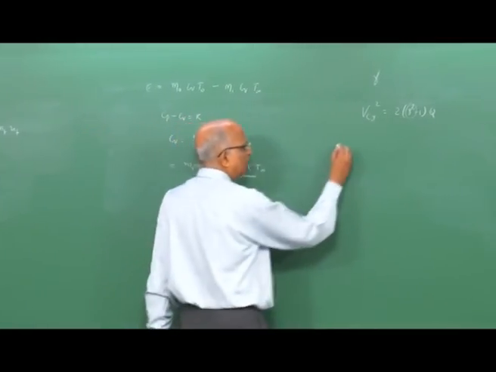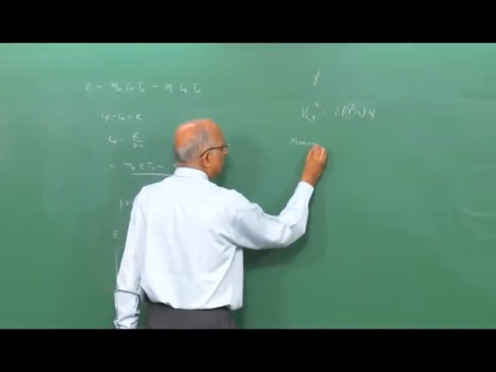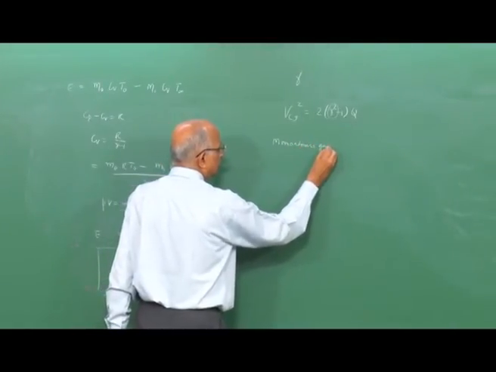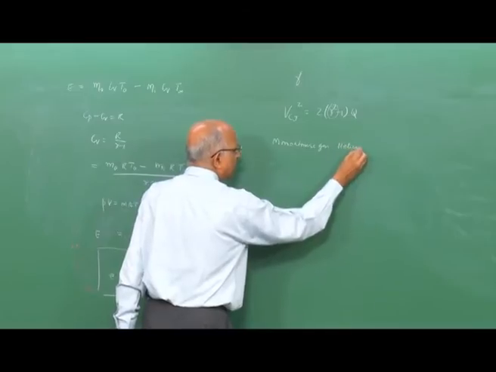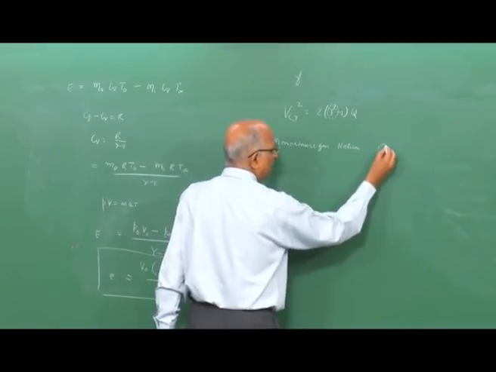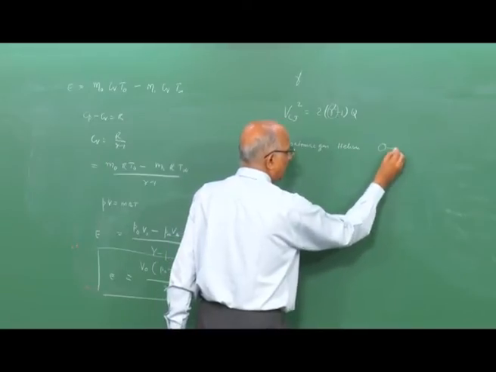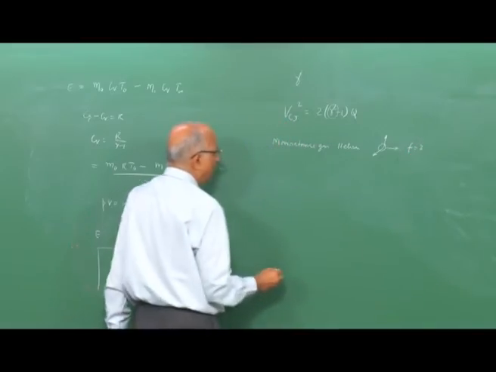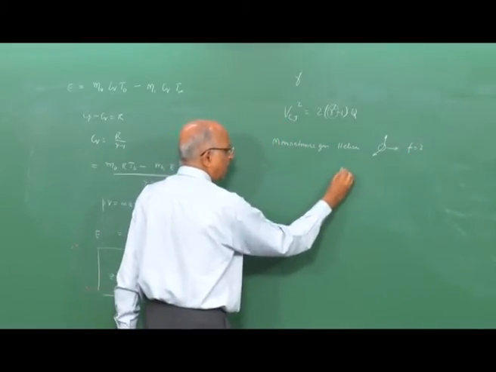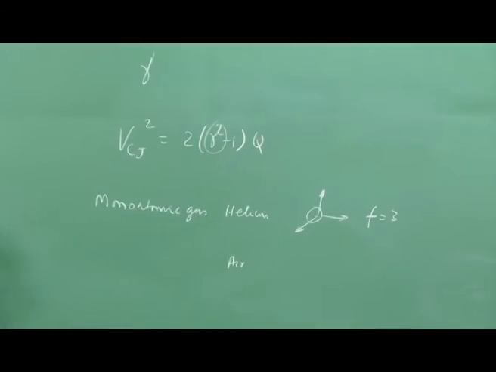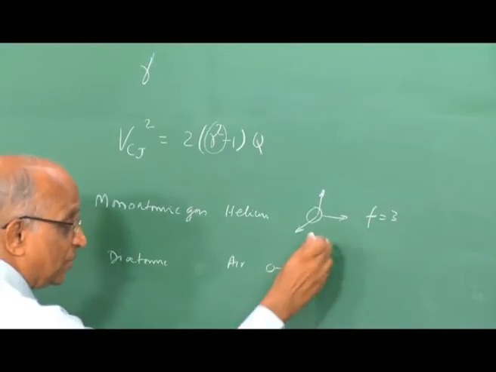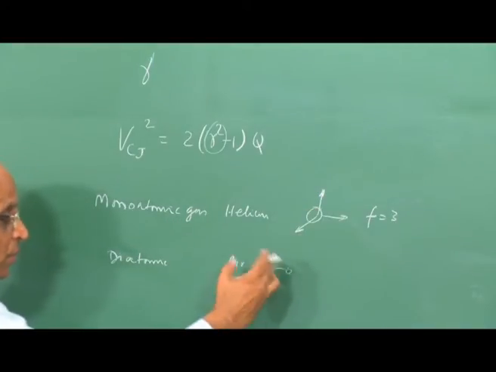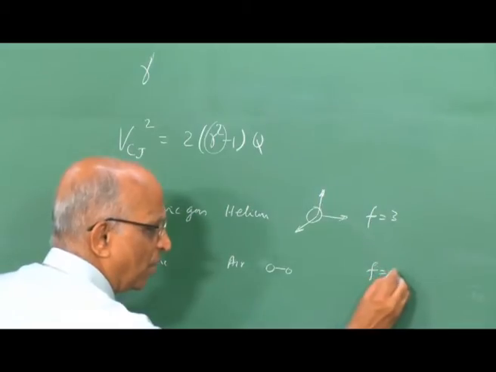Let us say I have a monoatomic gas, something like helium, a simple gas which has only 3 degrees of freedom, it can move in 3 directions. If I take a diatomic gas like air, with nitrogen and oxygen which constitute air, it has 3 translational degrees of freedom. It can also rotate in 2 directions, therefore the degrees of freedom are 5.